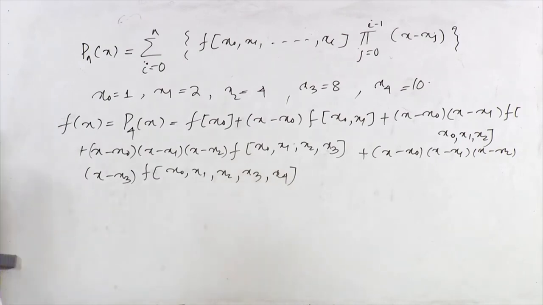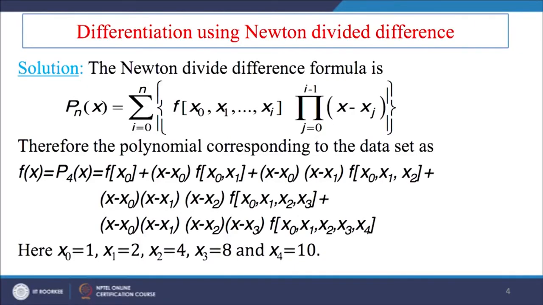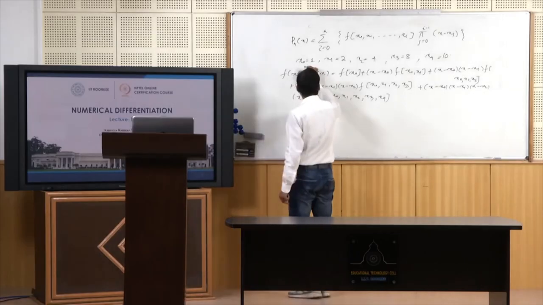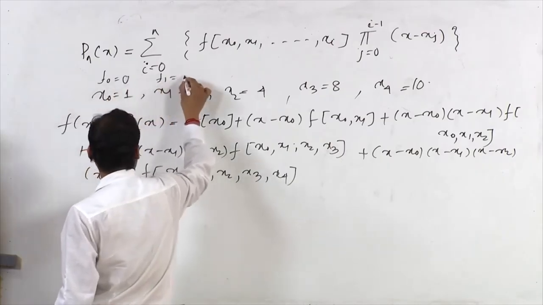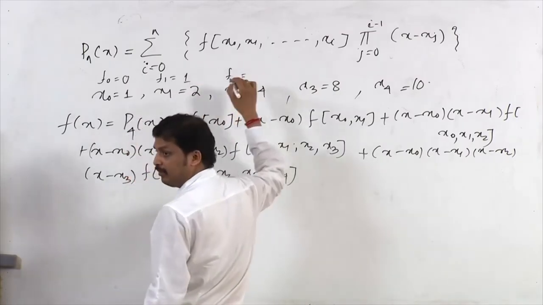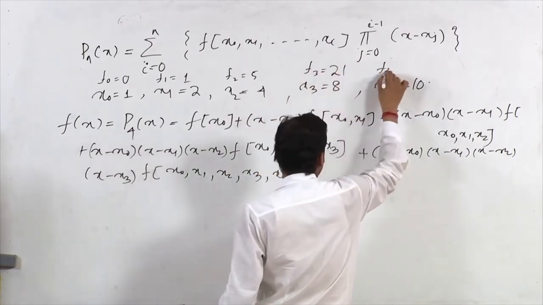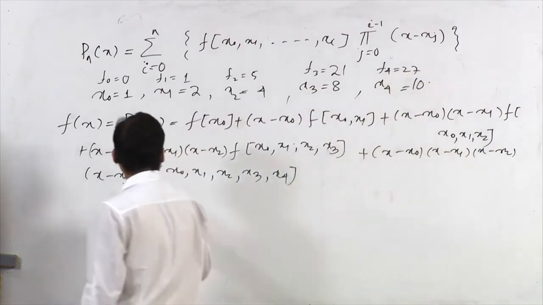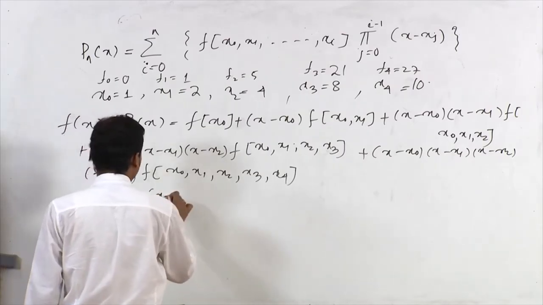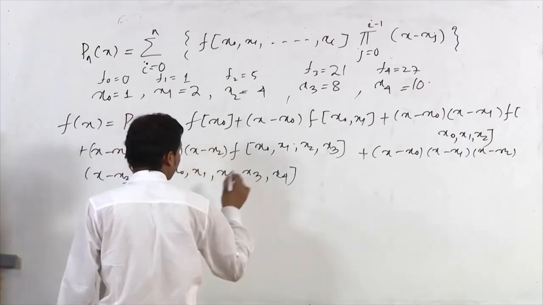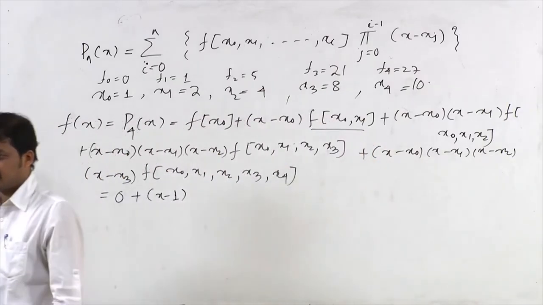If we put all these values here, since our initial values are in a tabular form, you can see the tabular values here. First the corresponding value of x is given. f0 is given as 0, f1 as 1, f2 as 5, f3 as 21, f4 as 27 here. So if you put these values, f of x0 is 0 here. So you can write this as 0 plus x minus x0, where x0 is 1 here, then f of x0, x1, which we already discussed in the last lecture in tabular form, is written as 1 here.